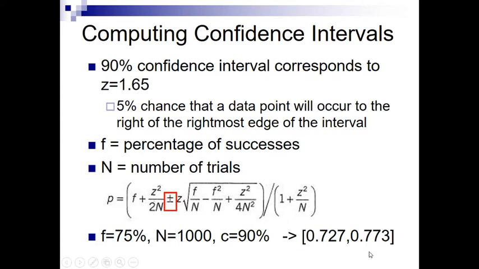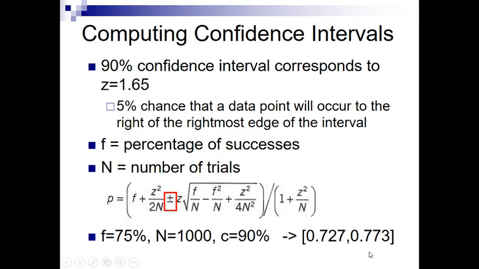So there's an example that you can see of what it would look like for a particular performance value where the observed average performance is 75% and the number of instances is 1,000 and the confidence interval is 90%, which corresponds to a z-value of 1.65. And now if you plug these into the equation, you should get the confidence interval that you see there, that the lower end is 0.727 and the upper end is 0.773, and you can see that those numbers are equidistant from 0.75, which is the observed average.